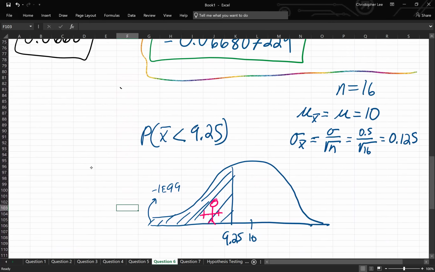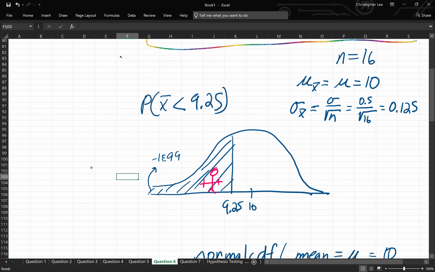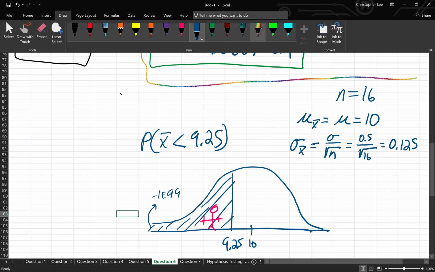So now, let me just verify something. So now let's say, this would be on the first, oh yeah, for sure. For sure, for sure. Everything that I'm showing you is on your test tomorrow.